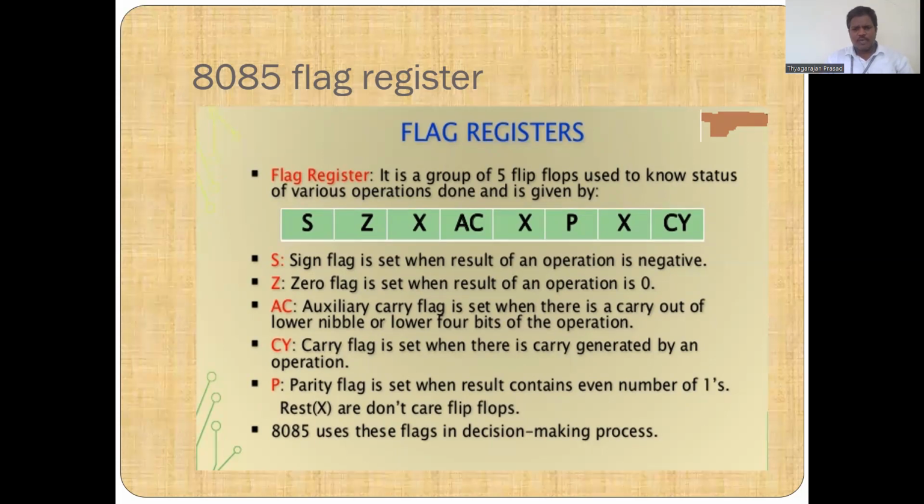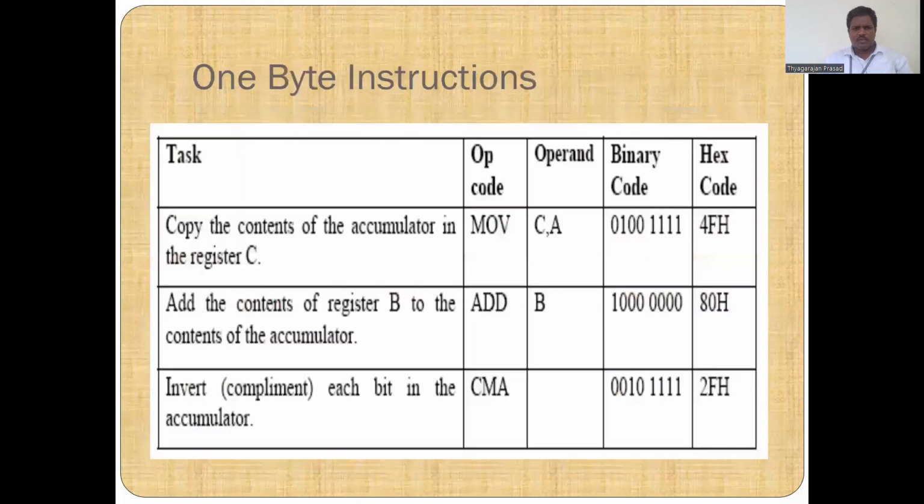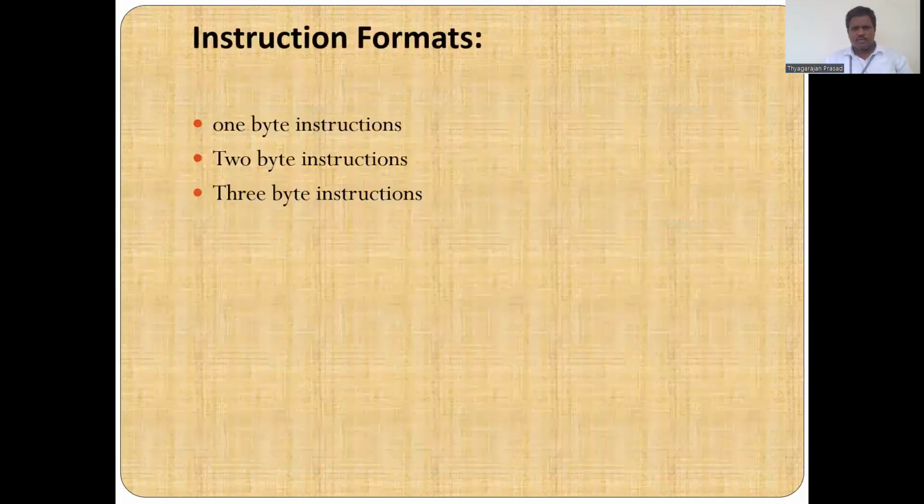Parity. We have 2 types of parity, even parity and odd parity. An even number of ones we call even parity. If we get an odd number of ones, we call it odd parity. The zero flag is set when the result of the operation is 0. Sign flag: the sign flag represents whether the result is a positive value or a negative value. This supports all the arithmetic operations we use here.